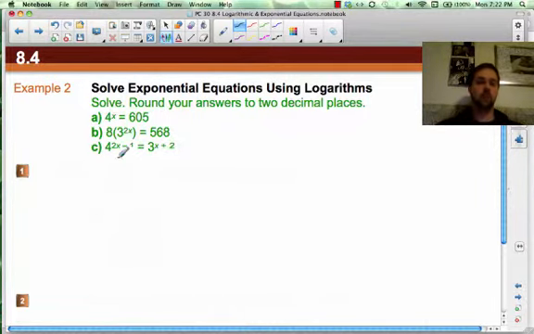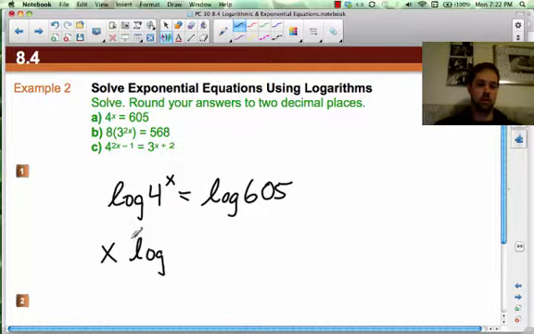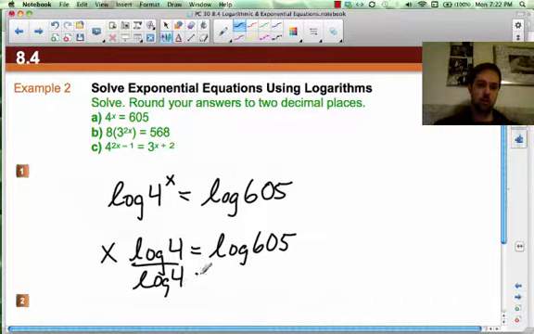So since we can't do it easily by inspection, what we want to do is get this x down from the exponent. Now the way to get the x down is to take the log of both sides. We can just use a base 10 log. So log 4 to the x equals log 605. Now, the x can come down out in front, and we get x log 4 equals log 605. And finally, to solve for x, we can just divide both sides by log of 4.